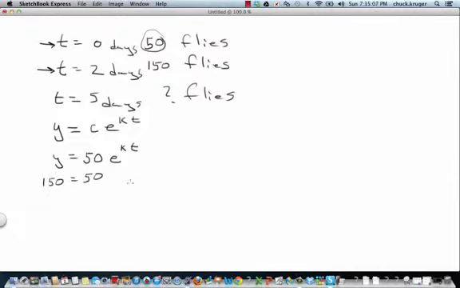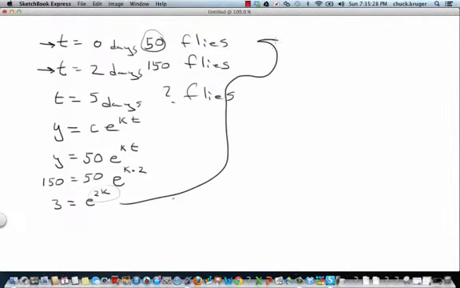I have 150 equals 50 e to the k times 2 power. Well, that means 3 equals e to the 2k, because if I divide both sides by 50, I get 3. To get access to that exponent, I'm going to take the natural log of both sides. I'll have the natural log of 3 equals 2k, because the natural log of e is 1. So the natural log of 3 divided by 2 is equal to k.